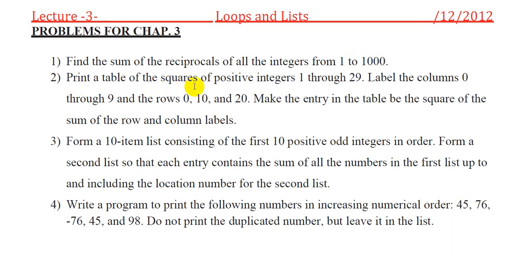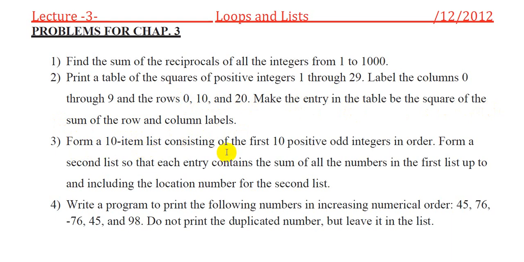Print a table here for the squares of positive integers 1 through 9. Label the columns as you can see indicated, through 9, and their rows as the values 1 to 10, and make the entry of the table be the square of the sum of the row and column labels.